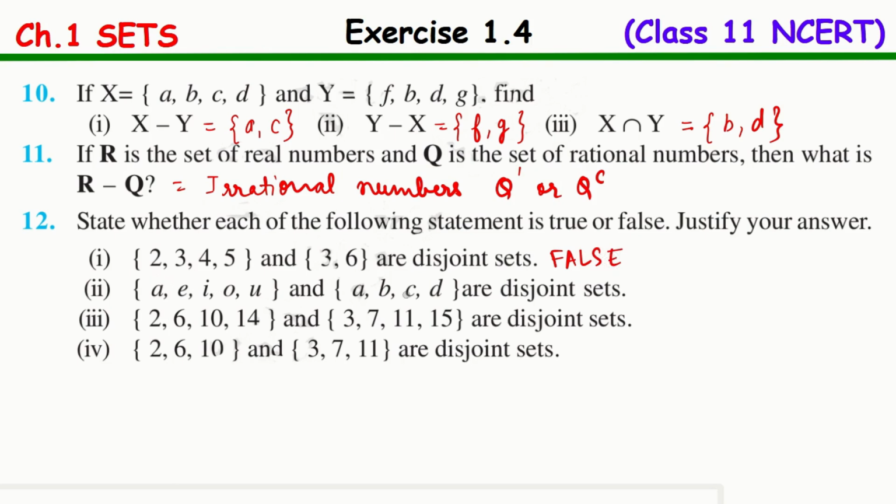Second part is can you find any common elements? Yes, we can see A is common. So these are not disjoint. So this is false. Now can you find any common? No, we cannot find. That means their intersection is empty, means yes, they are disjoint. Next is, can you find any common elements? No, so that means it is true, they are disjoint.